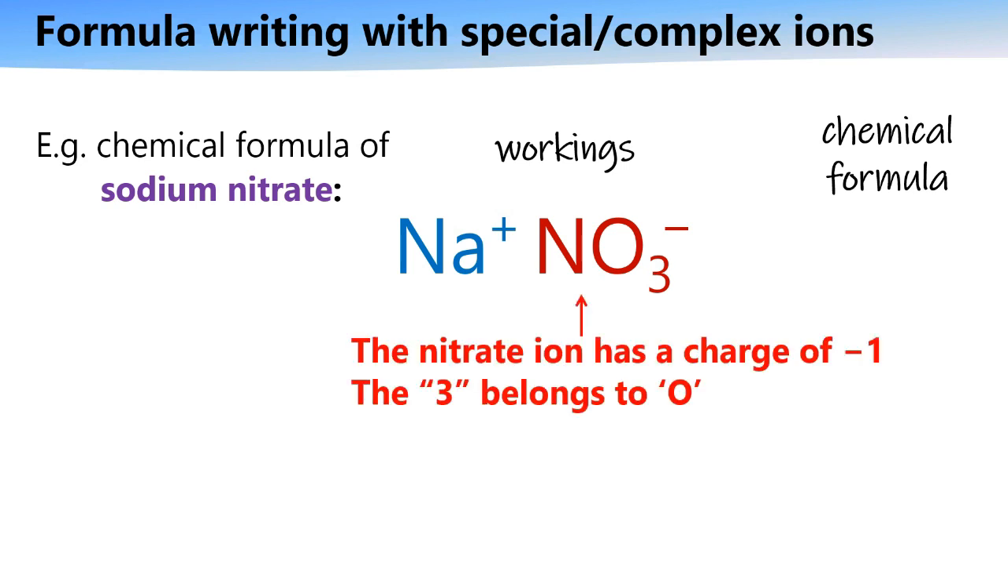The nitrate ion has a charge of -1. Please take note, the 3 belongs to O. So the nitrate ion does not have a charge of 3-, but it has a charge of -1. So since they are balanced, Na+ and NO3-, the chemical formula is simply one of each, which is NaNO3.